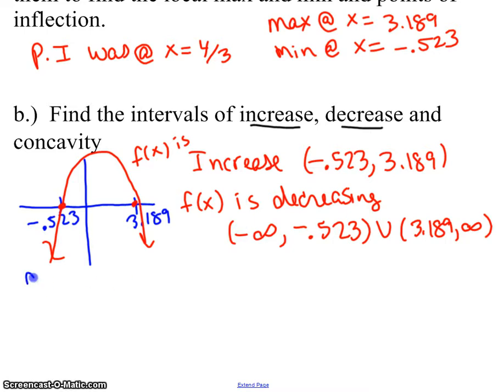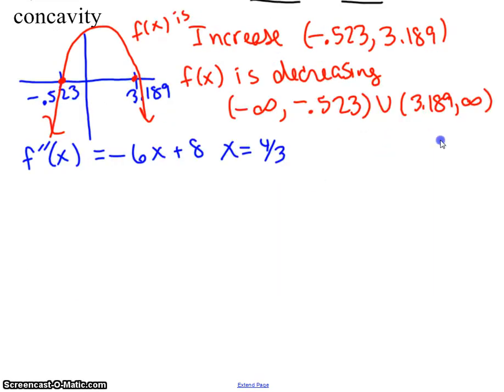Now for the second derivative, which was negative 6x plus 8, my point of inflection was at 4/3. When I graph this, it is a line that has a negative slope. It does pass through 4/3 because remember, when you solve that, that's the x-intercept. It has a negative slope like this.